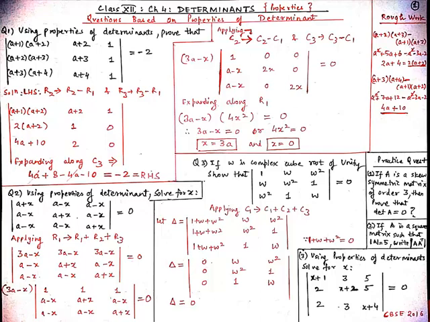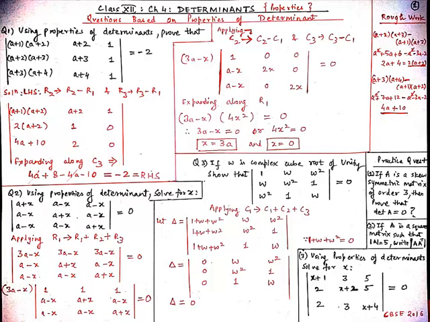Now our third question for today is: if omega is a complex cube root of unity, show that determinant |1, omega, omega square; omega, omega square, 1; omega square, 1, omega| equal to 0. Now in class 11th we have studied the complex cube root of unity, in which the sum 1 plus omega plus omega square will be equal to 0.